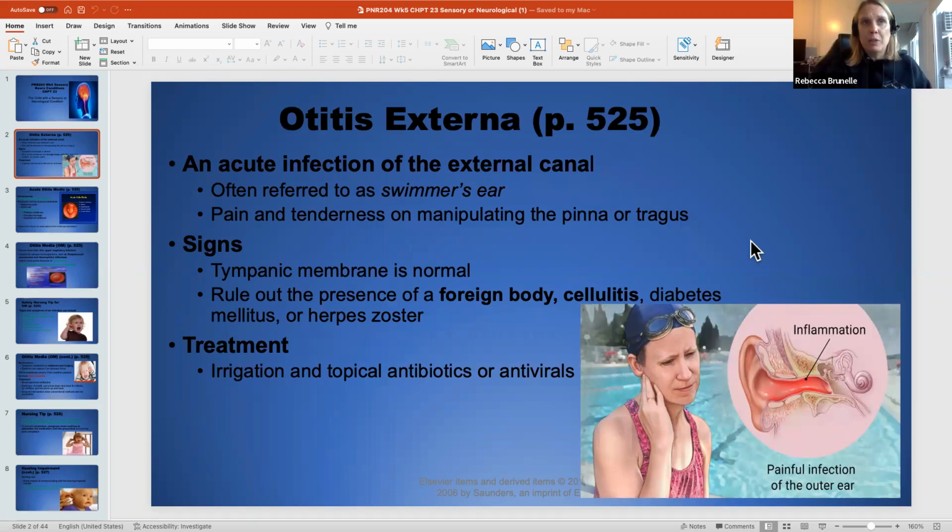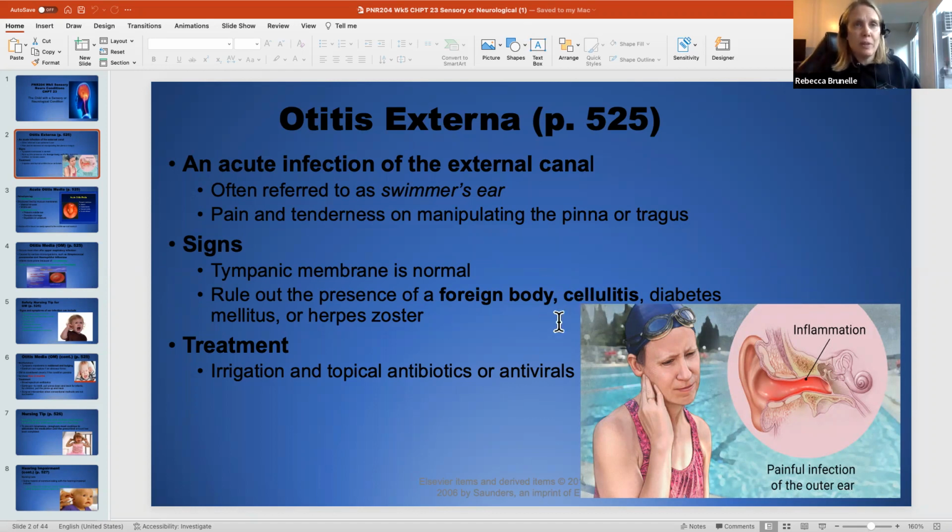So the tympanic membrane is normal. Hopefully in your clinicals, you're going to get a chance to look inside the ear canal and look down at the tympanic membrane. It should be like a pearly gray color. When you have an otitis media, it's red and it can be bulging. So in otitis externa, it's normal.